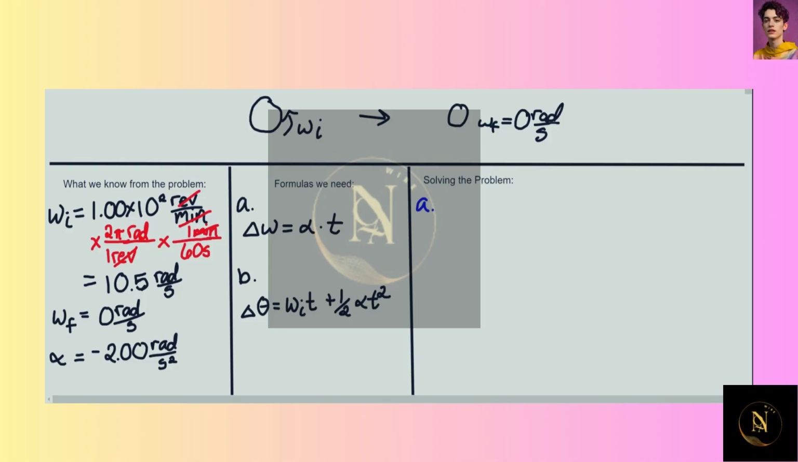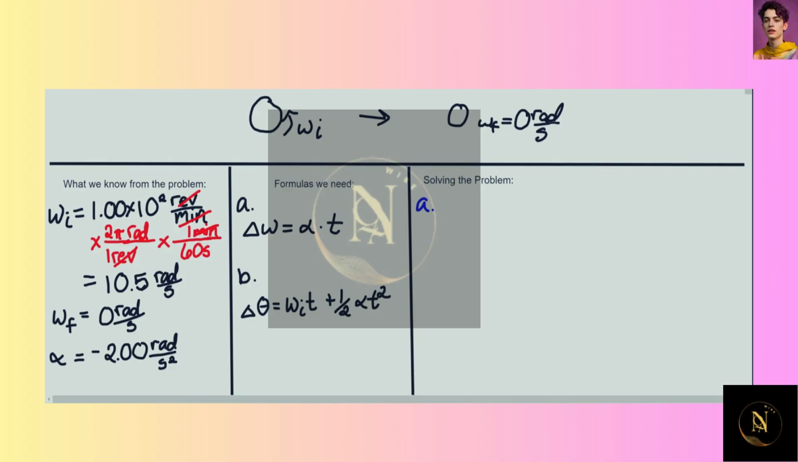The way we do this is that I know that there are 2 pi radians in a revolution because it's gone around in a circle. And then also I know that 1 minute is 60 seconds. So if I multiply these together and then divide by 60, I get 10.5 radians per second as my initial angular speed. As stated before, it comes to a stop, so my final angular speed is 0 radians per second. And then I am also given an angular acceleration of negative 2 radians per second squared.